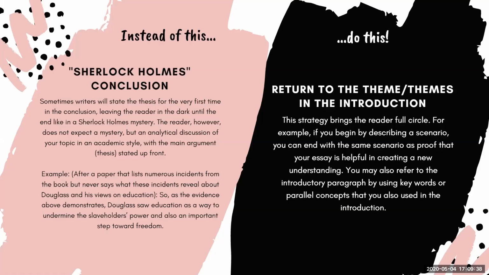So an example of this would be, in parentheses, after a paper that lists numerous incidents from the book, but never says what these incidents reveal about Douglas and his views on education. The person might say something like, so as the evidence above demonstrates, Douglas saw education as a way to undermine the slaveholders' power and also an important step toward freedom.